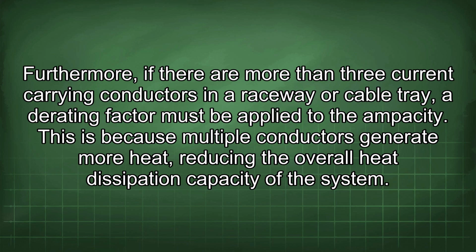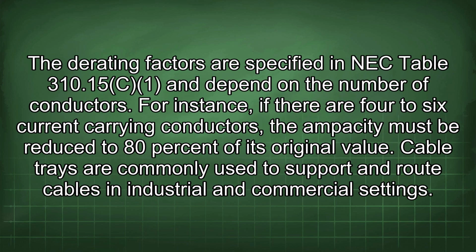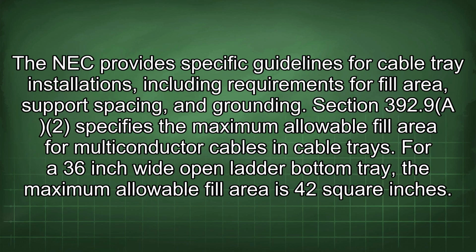This is because multiple conductors generate more heat, reducing the overall heat dissipation capacity of the system. The derating factors are specified in NEC Table 310.15(C)(1) and depend on the number of conductors. For instance, if there are 4 to 6 current-carrying conductors, the ampacity must be reduced to 80% of its original value. Cable trays are commonly used to support and route cables in industrial and commercial settings. The NEC provides specific guidelines for cable tray installations, including requirements for fill area, support spacing, and grounding.